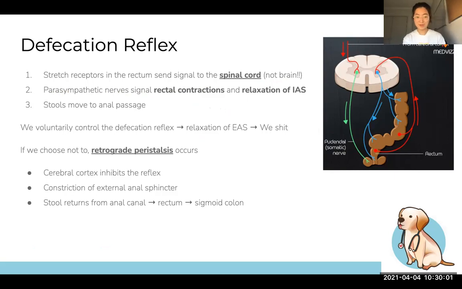If you are not in an area where a bathroom is readily available, there's something called retrograde peristalsis that occurs. Essentially you decide, okay, we can't go to the bathroom. So the cerebral cortex inhibits the reflex, and then you get constriction of your external anal sphincter. And what happens is the stools go backwards. They start off at the anal canal, return back to the rectum, and return back to the sigmoid colon. So retrograde meaning backwards, peristalsis is that movement. So basically all your fecal matter goes back up.